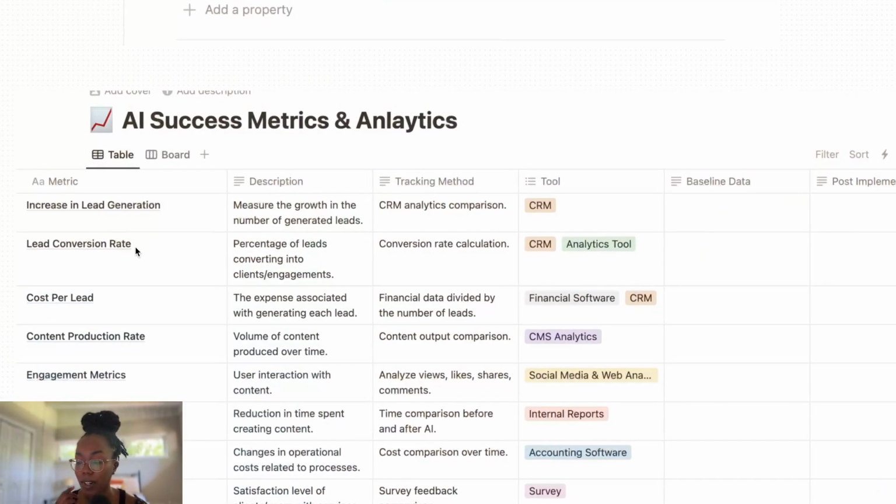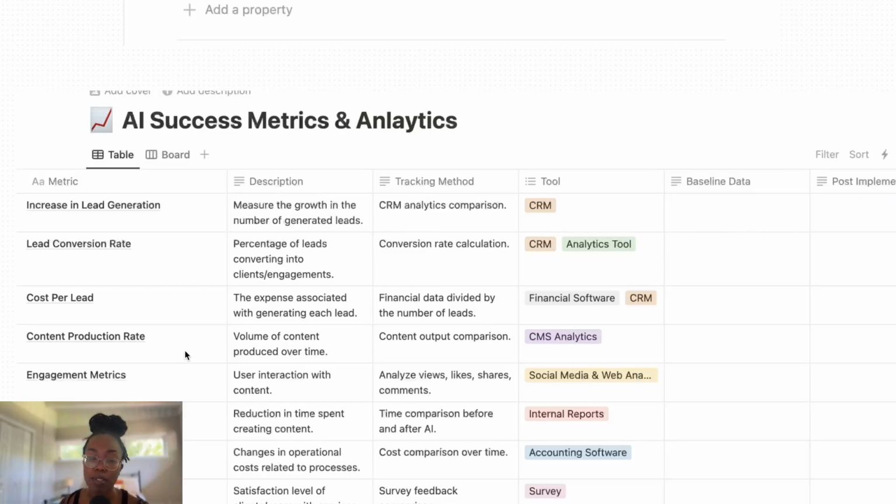And again, this is for a client that I was working with, but essentially their main focus was on lead generation. So the metrics that we would be following throughout this project are how much they have increased their lead generation since the implementation of our AI tools. What's their lead conversion rate? Were they able to convert more leads after the implementation? How much did it cost for them to get this lead? These are all metrics that we were able to measure before getting started and then after. So we have the baseline data and then the post implementation.